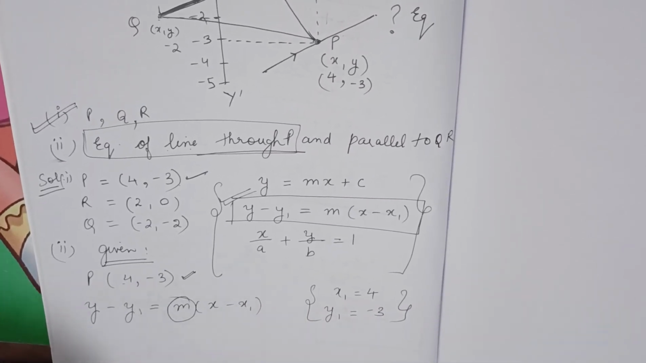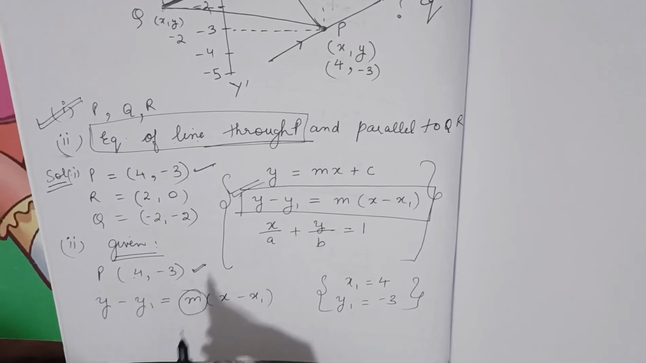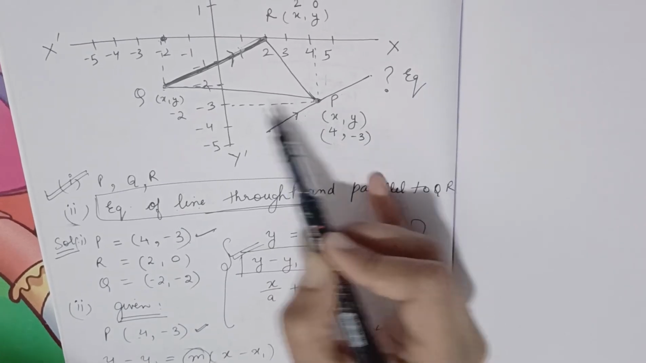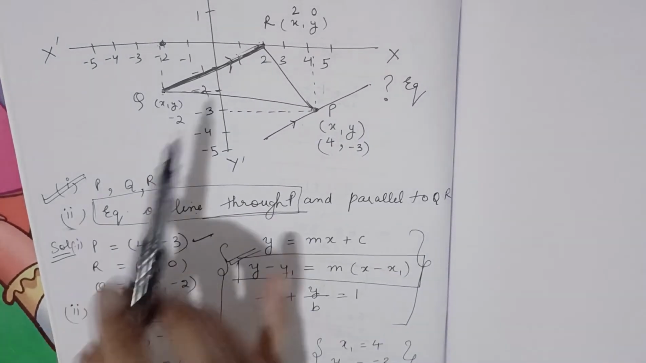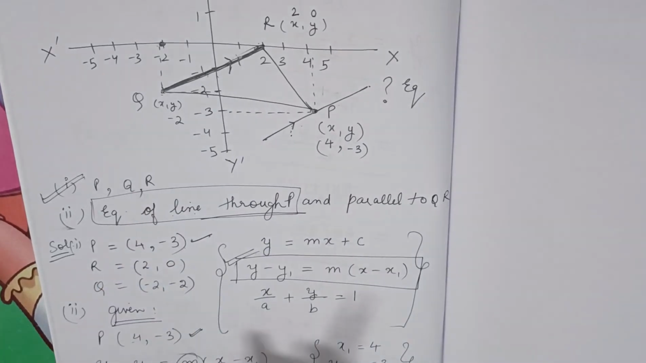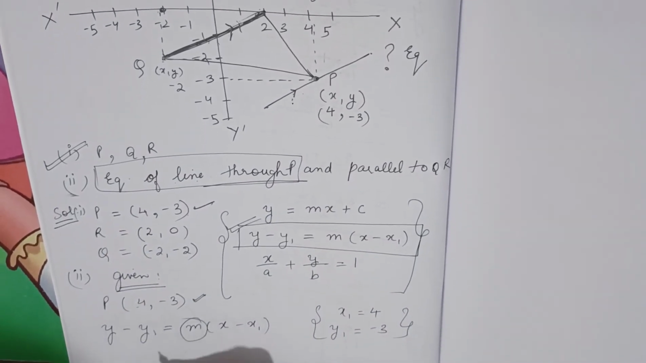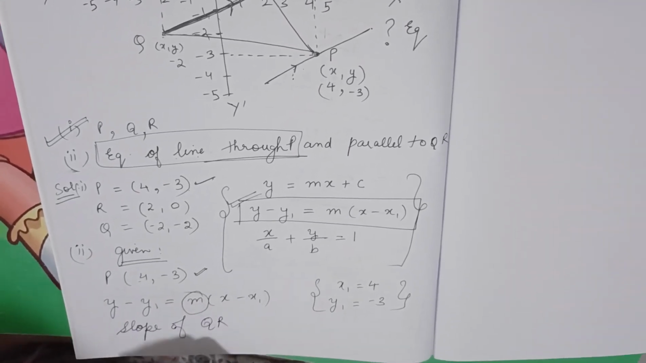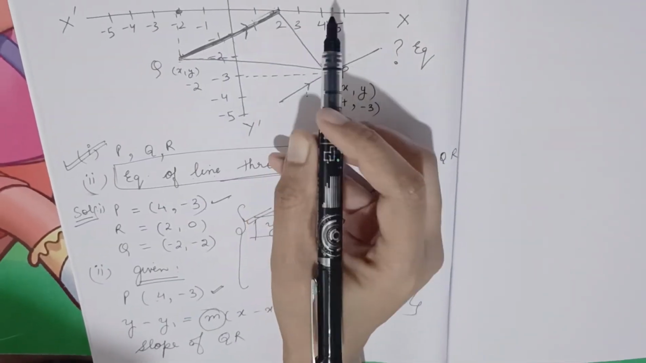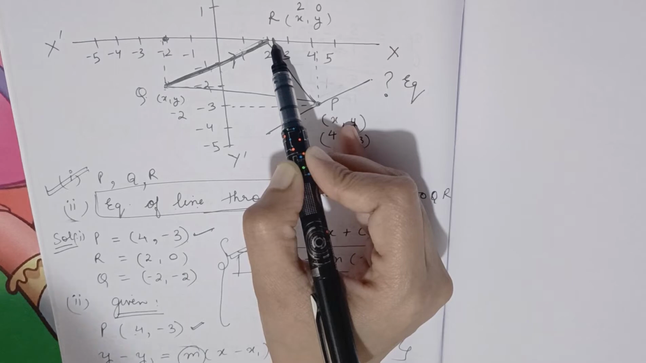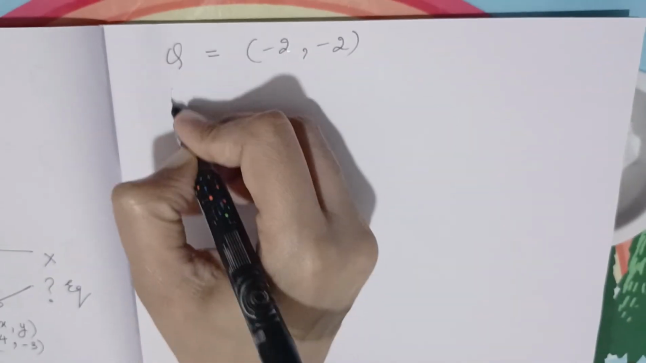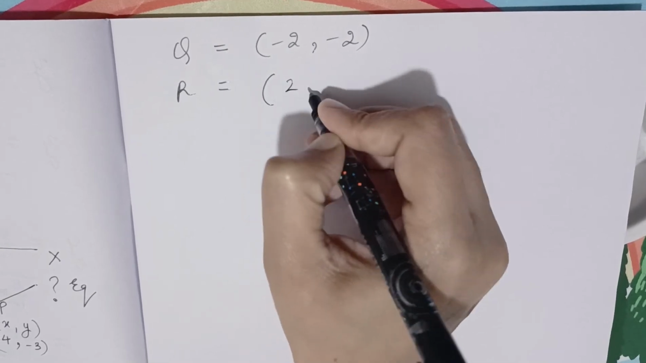Now this m we have to find. And again, as I have told you, we have to find the equation of the line which is parallel to line QR. So if two lines are parallel to each other, their slopes are also equal. For this we now have to find the slope of line QR. It's very easy because we know the coordinates of Q and R. Q's coordinates are 2 comma minus 2 and R's coordinates are 2 comma 0.